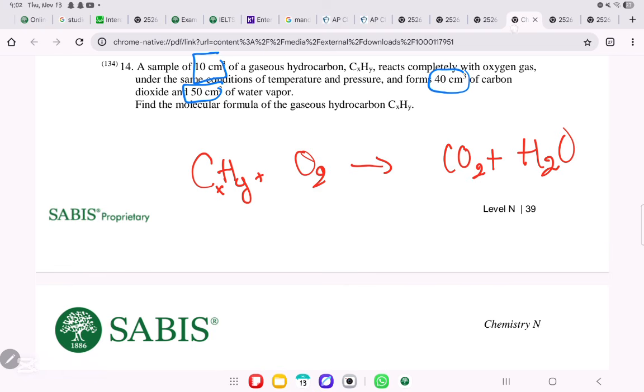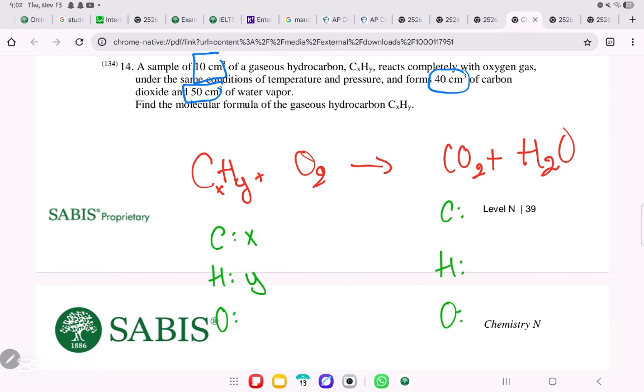Let us balance the equation now, okay? First step, the most important step to do is to balance the equation. So I have X carbons, right? Let me do it this way: carbon, hydrogen, oxygen. Carbon, hydrogen, oxygen. I have X carbons over here, Y hydrogens, and 2 oxygens.